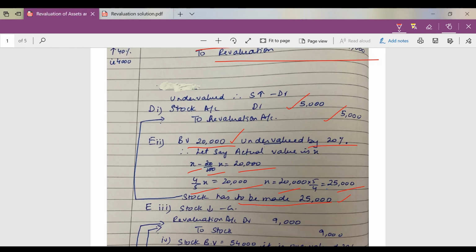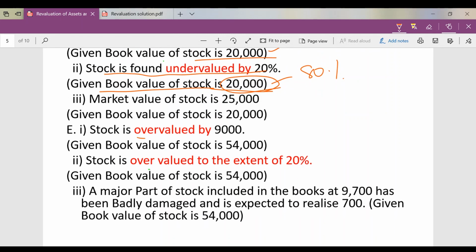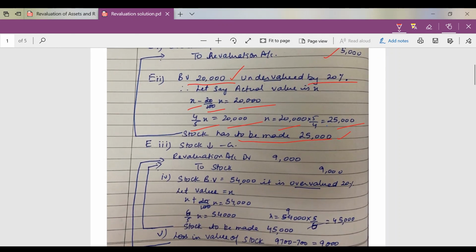Now next is, he's saying stock is overvalued by 9,000 and the book value is 54,000. That means this 54,000 that has been shown, that is more by how much? 9,000. So the actual value is less 9,000, that makes it 45,000. So in the balance sheet, that will be the new value. And to reduce the value of stock, if we have to reduce, we need to what? Credit it. If we debit it, it will increase. So we need to credit it. So the entry for this, if you see, the entry is revaluation account debit to stock account with the difference, because stock is going to be reduced.